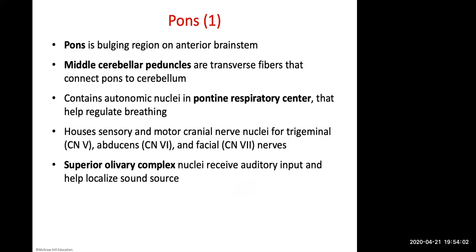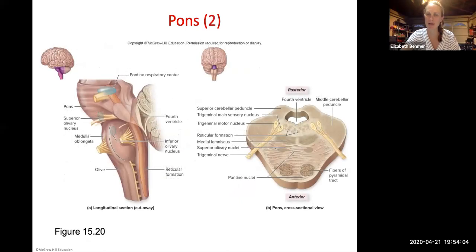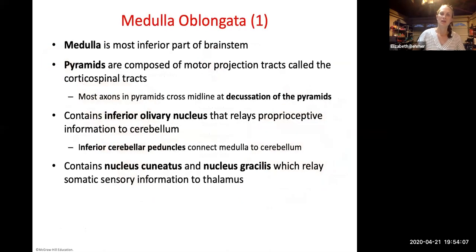We have more anatomical terms that I'm just going to cross off from now. The medulla oblongata then is the most inferior part of the brainstem. It has pyramids that are composed of different motor projection tracts. Those tracts will cross in your medulla at what we call the decussation of the pyramids. I'm just going to say decussation because that means to cross over. And you'll hear that word again, but not in anatomy. And I'm going to keep going.